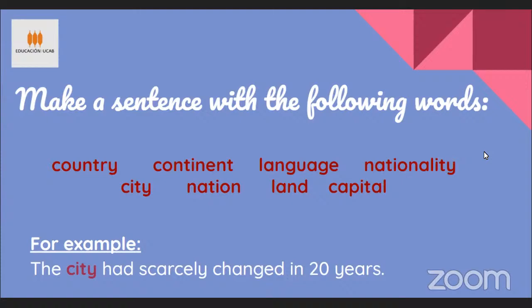Someone can help me to make a sentence with country. Maybe Esteban or Michel. Yes, let's try with Esteban, and then if not, I can do a sentence. Esteban, you also can use the chat if you cannot talk. Exactly. So who can help me to make a sentence with the word country or capital?